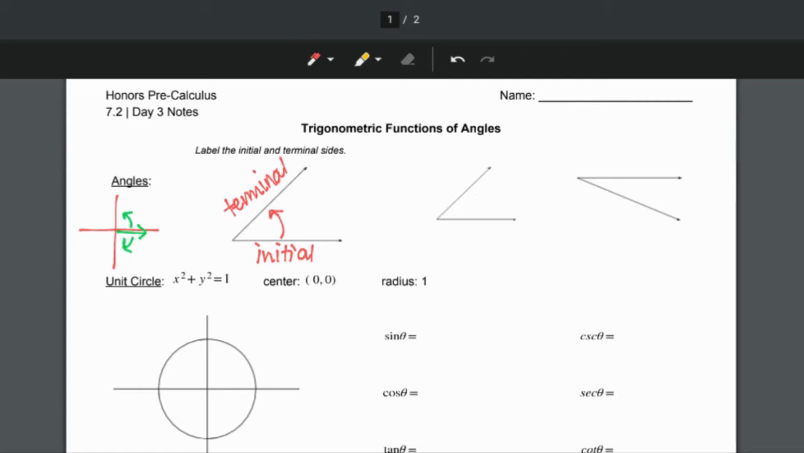So now if I were to label this next one, if my initial side were here and it goes all the way around 360 degrees plus a little bit more, here's my terminal ray. Now if I were to take an initial side on the positive x-axis and I open downward, now I create a negative angle, and here is my terminal ray.